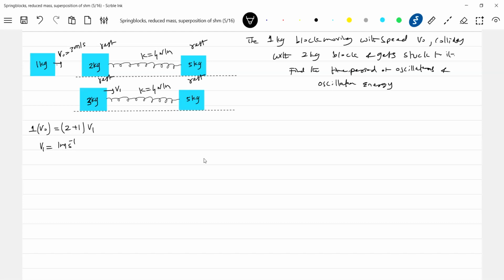And now what will happen? Can you go back to maximum compression? So first, what will happen to the block? It will undergo maximum compression. No? At maximum compression, the 3 kg block will be somewhere here. There will be maximum compression. At maximum compression, what happens? Both will have common velocity. Can you recollect?